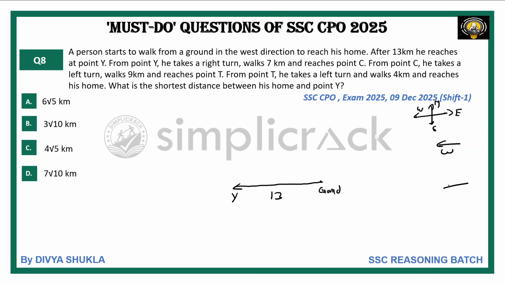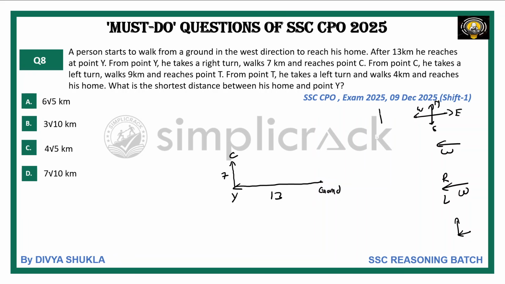So understand, whenever you are walking in the west direction, this becomes your left and this becomes your right. That means after going in the west direction, if you take a right turn, now you are going in the north direction. That means that person would go 7 kilometers in the north direction. He reaches point C. From point C, he takes a left turn.